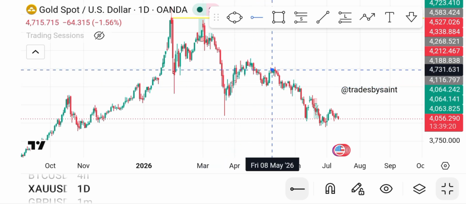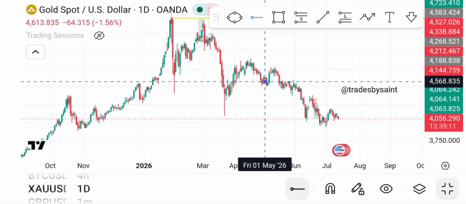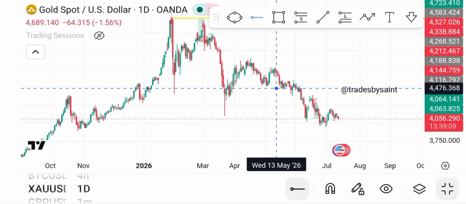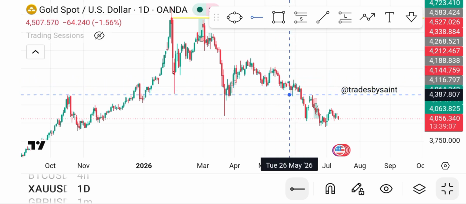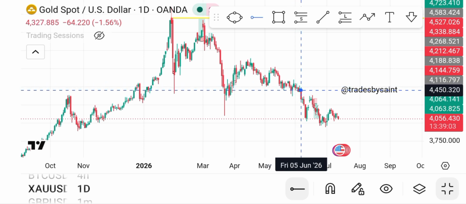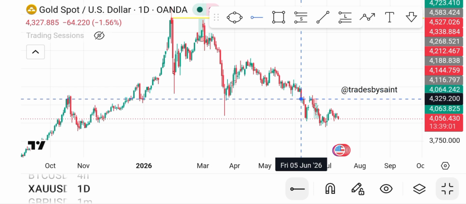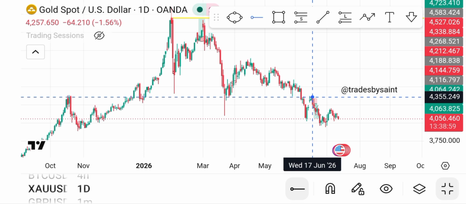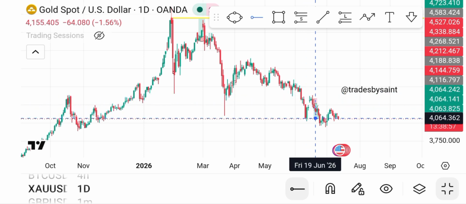But because it is in a downtrend, it returned back to this same region. It touched it again. Look at it here. It still bought until it finally broke it. And immediately it broke it, the market couldn't come back to that level again. It started selling off from there.